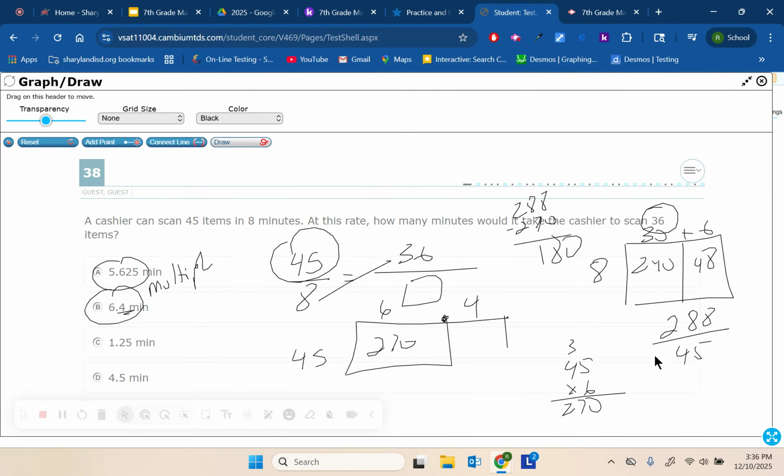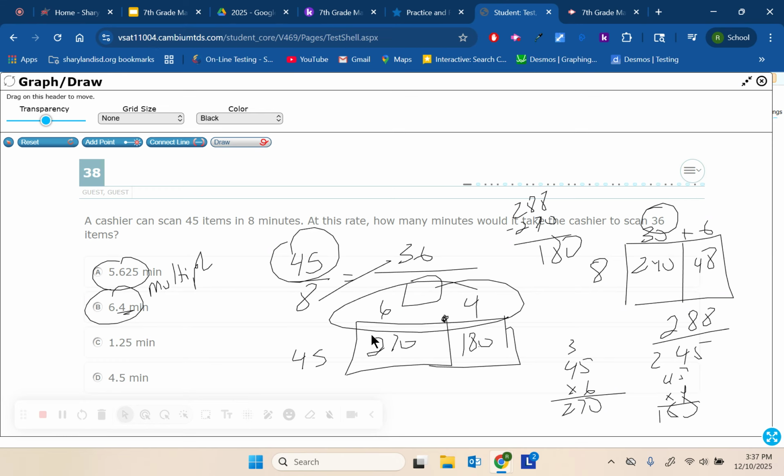It's going to be 45 times 4 is 180. And there it is. That's it. So it's 16 point what? 6.4. Might be the easiest way to do it because you get the 6. It could only be B at that point. A lot of ways to attack it.